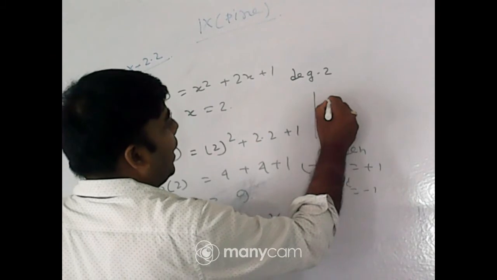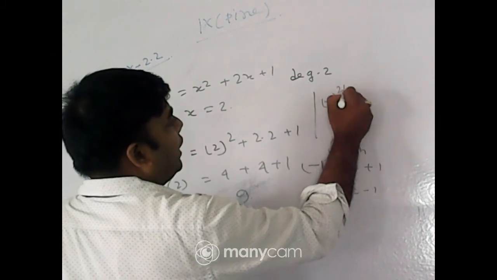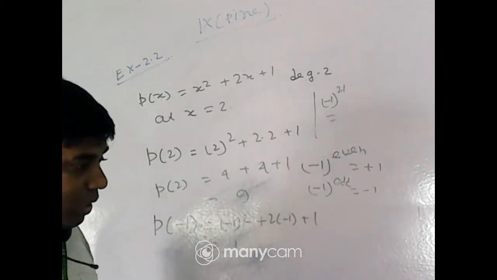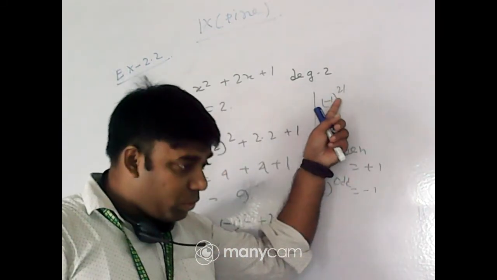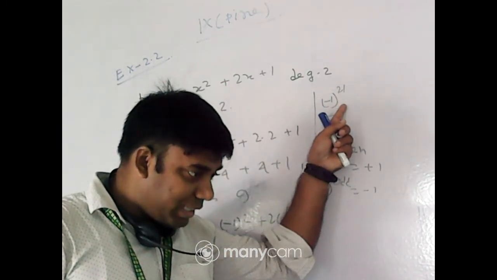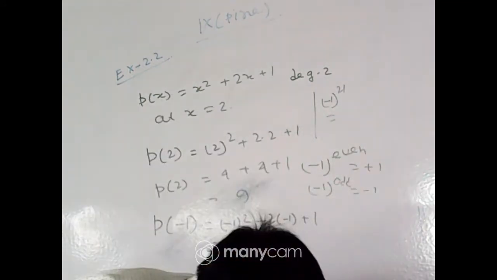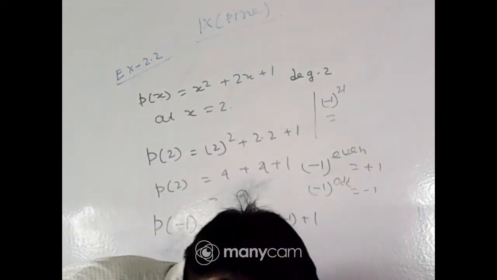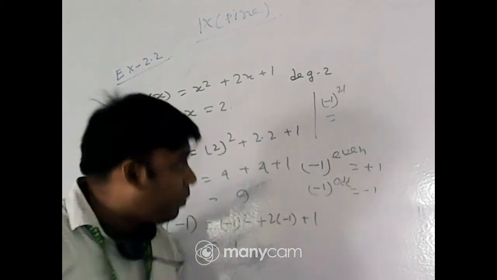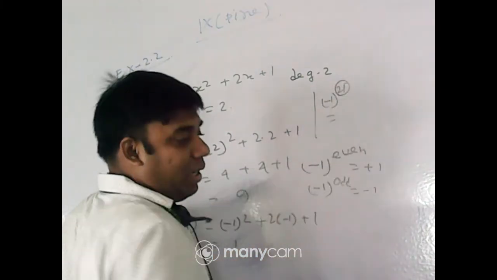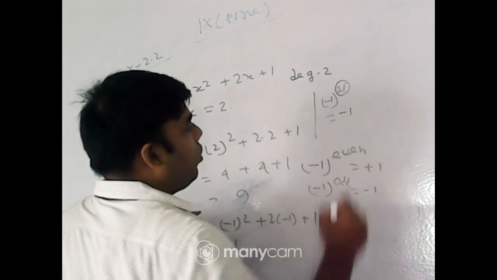It is the rule. Minus 1 whole to the power odd number equals minus 1, and minus 1 to an even power is plus 1. For an example, minus 1 whole to the power 21. What will it be? Plus 1 or minus 1? Quickly answer it everyone. Minus 1, only one student has answered. Anyone else? Yes, minus 1, because sir, it is an odd number. 21 is an odd number, that's why it will give you minus 1.